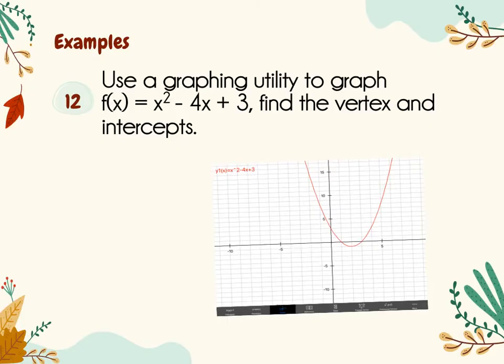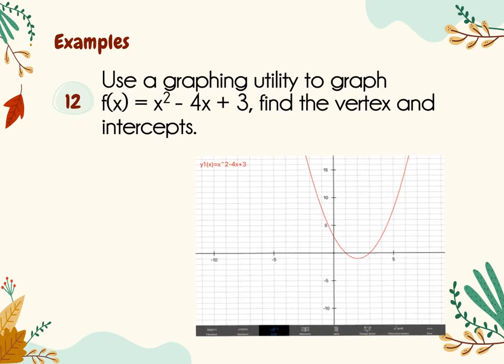So I used my graphing utility to graph this parabola, which is the one we already graphed earlier. And I got this. It says find the vertex and the intercepts. So this vertex here was at 2, negative 1, and the intercepts are here at 1, 0, and 3, 0. So you can always use your graphing utility to check your graphs.